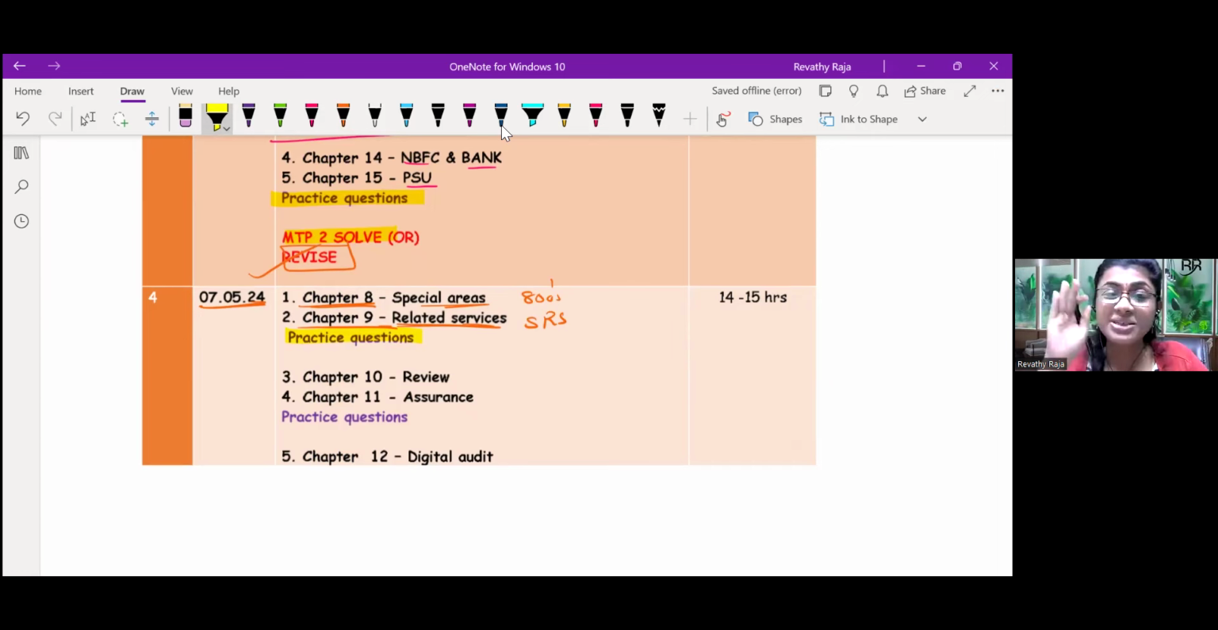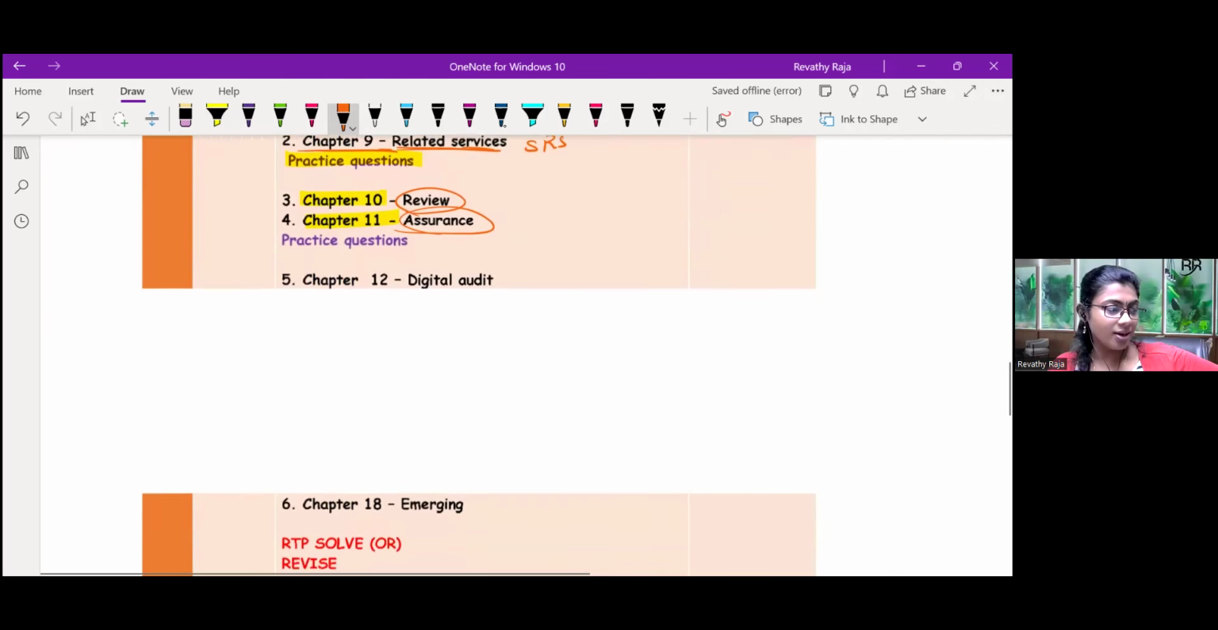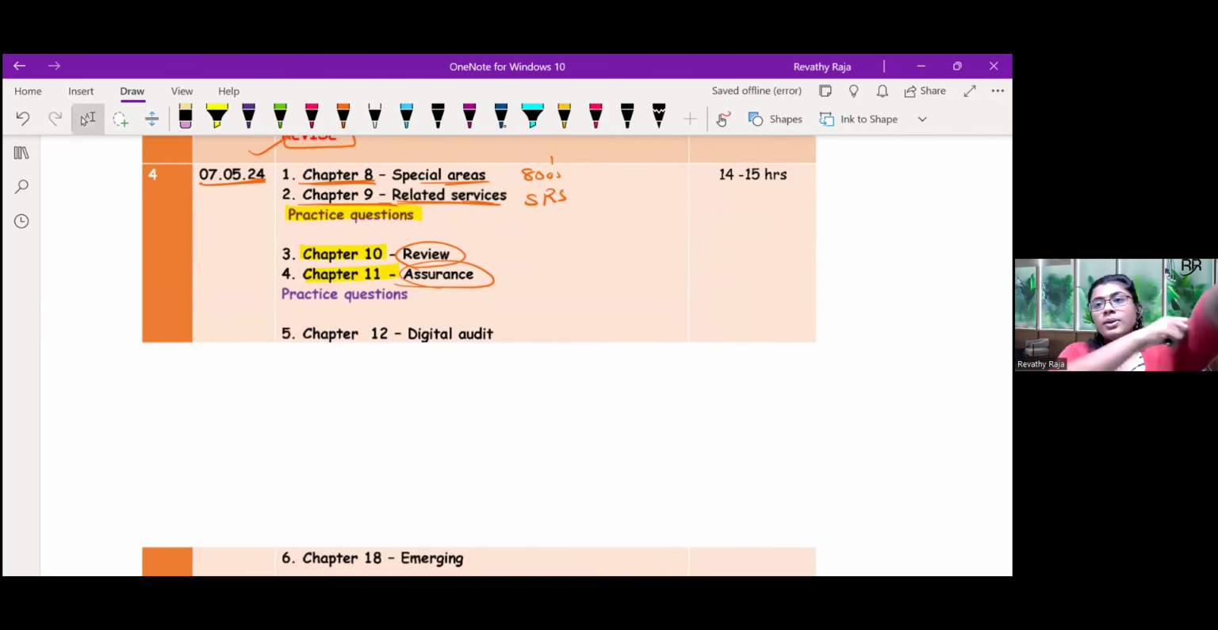Practice questions means test your understanding, test your knowledge in the ICAI material. Then chapter number 10 and 11. Once you finish these two, I think it will be around afternoon or towards evening time, because this is SRE and this is SAE. But do it properly because these are newly introduced standards, and make sure you do practice questions.